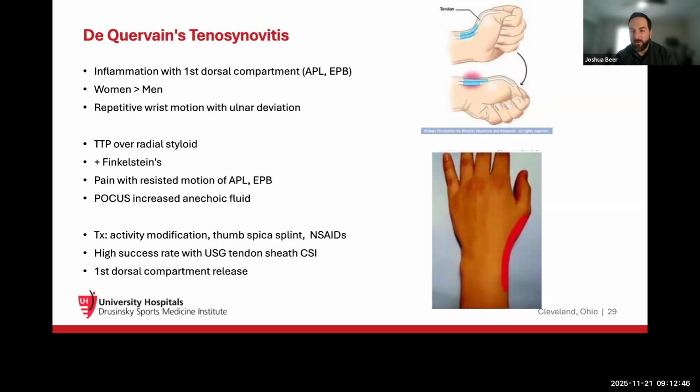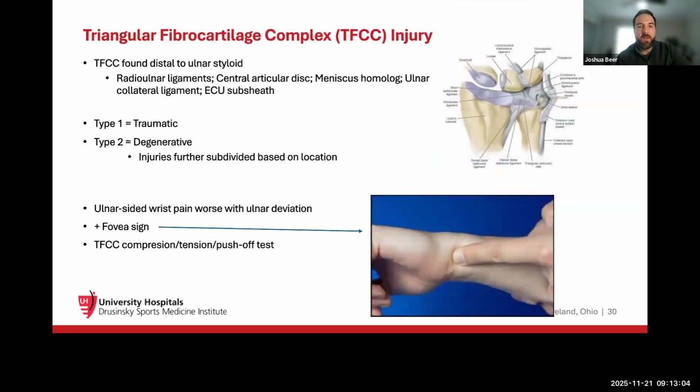Typically, I'll recommend doing a steroid injection and then putting in a thumb spica splint for about 2 to 3 weeks to really let that tendon inflammation resolve. And then if it fails these nonoperative treatments, a first dorsal compartment release is on the table.